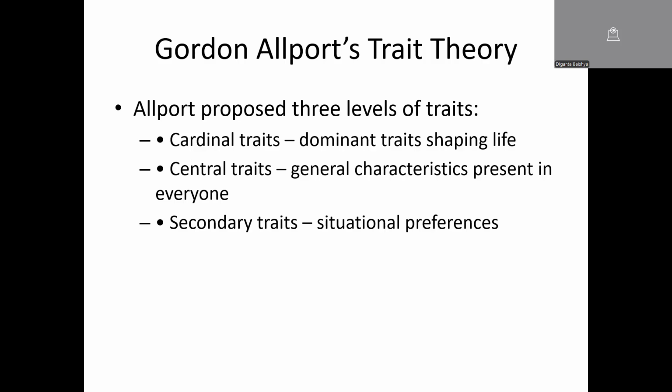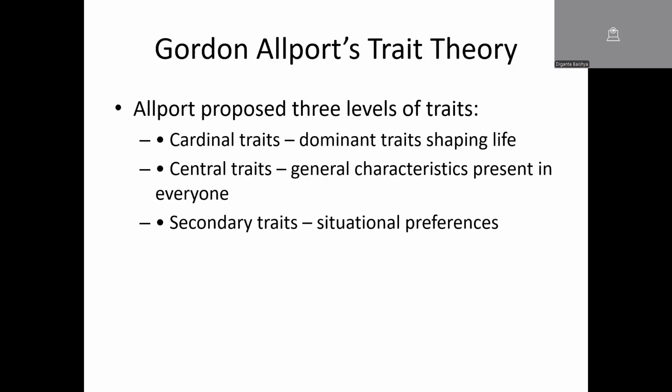Next, moving forward, central traits. Central traits are general, consistent characteristics found in most people. Every individual holds around five to ten traits that describe a person. Some examples of central traits are honesty, sociability, and responsibility.